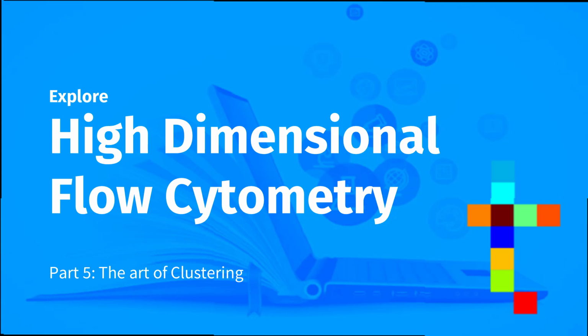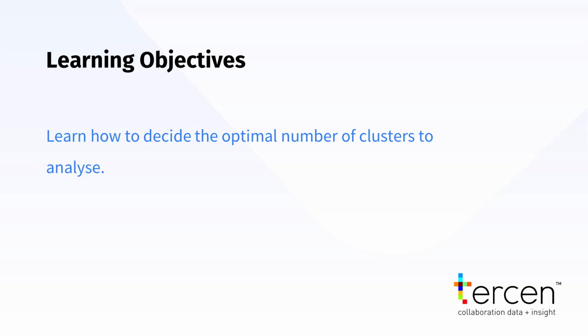Today we're going to recommend a method for deciding the right number of cell populations to focus on when analysing cytometry data. In our previous video, we picked 7 clusters to restrict our flowSOM operator. In this video, we'll show you how we came to that number.